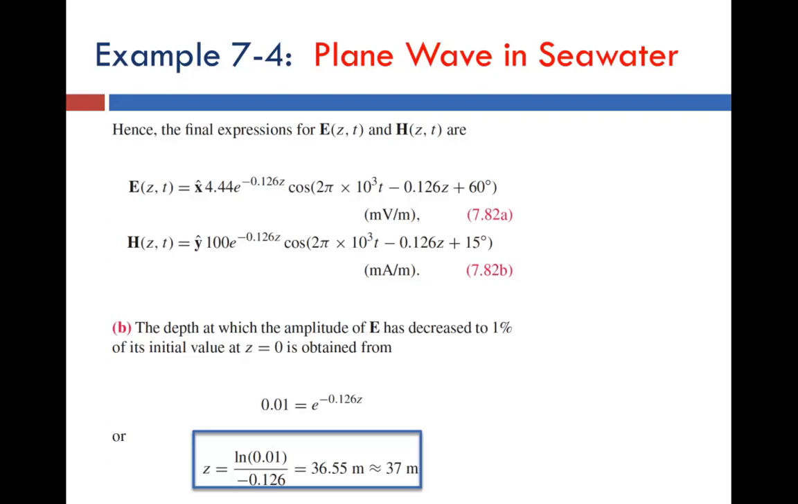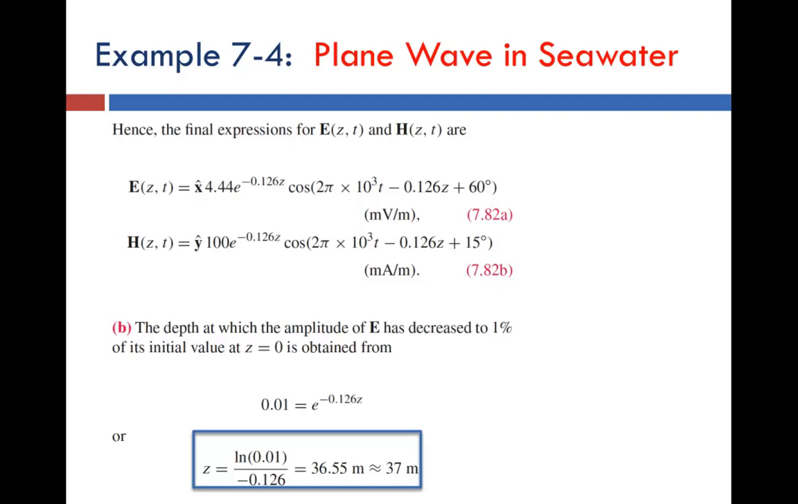So if we look at how it behaves exponentially, we have e to the minus 0.126z, and we want to know when that is equal to 0.01. So basically, if you take the natural log of both sides of this expression and then solve for z, you get the following. So 37 meters.